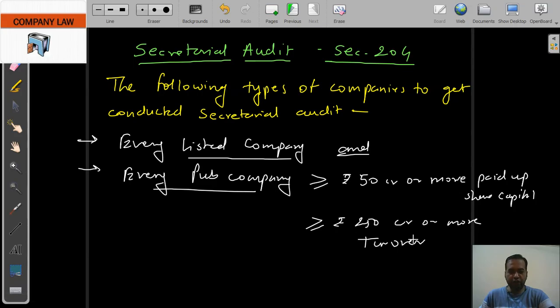Penalty for contravention: any company or officer or the company secretary in practice, if they contravene section 204, then they can be liable for 1 lakh rupees penalty, which can be extended up to 5 lakh rupees. So that's it from my end today. Okay, so we have concluded.